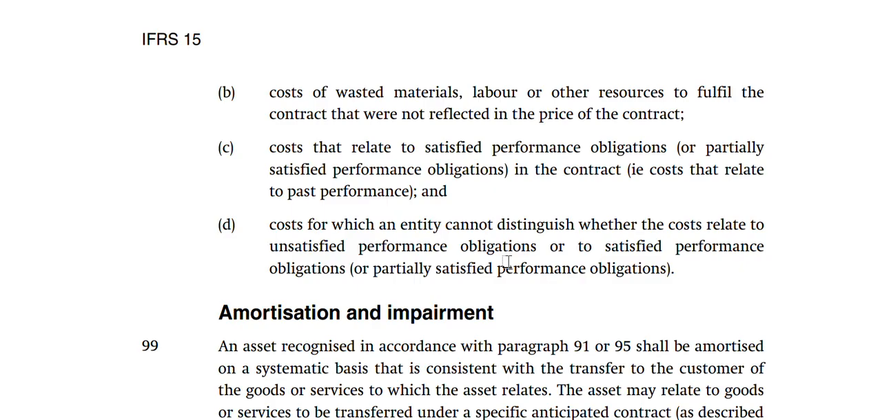Cost of wasted material, labor, or other resources to fulfill the contracts that were not reflected in the price of the contracts, costs that relate to satisfied performance obligation in the contracts, costs for which the entity cannot distinguish whether the costs relate to unsatisfied performance obligation or to satisfied performance obligation, and then amortization and impairment.